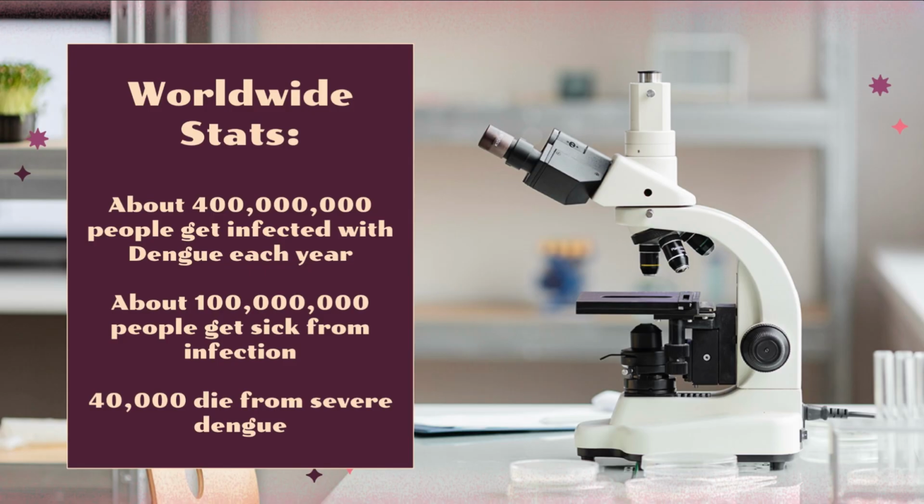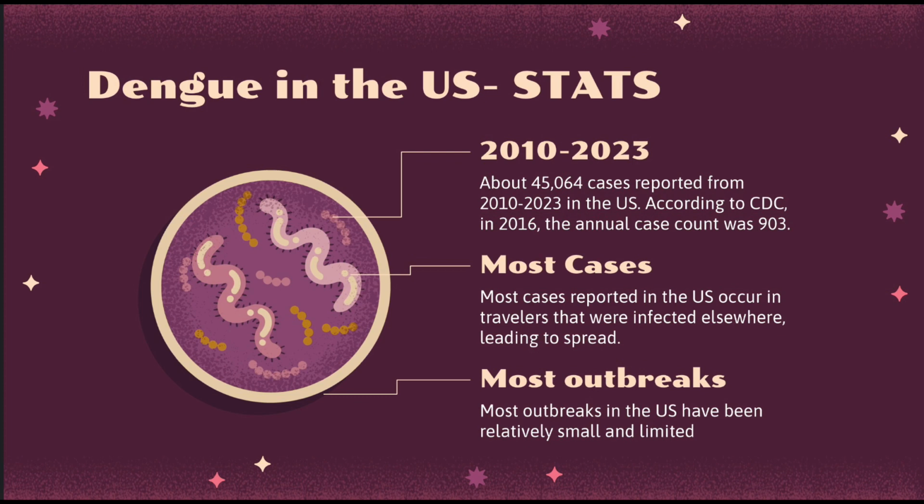Following the history of dengue fever, I've also included worldwide stats that I found. About 400 million people get infected with dengue each year. About 100 million people get sick from the infection, whereas 40,000 die from severe dengue fever. Going more into depth, I've included dengue in the U.S. statistics. From 2010 to 2023, about 45,064 cases were reported in the U.S., and according to the CDC in 2016, the annual case count was 903 cases.